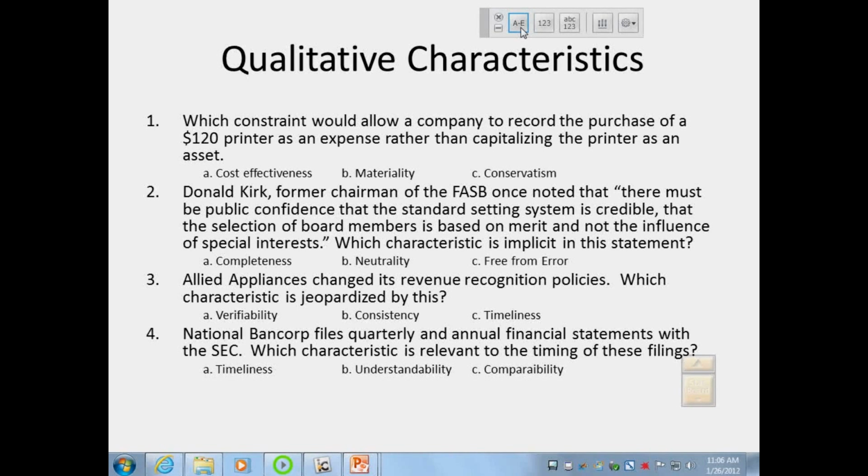Okay, last one. National Bancorp files quarterly and annual financial statements with the SEC, and which characteristic is relevant to the timing of these filings?